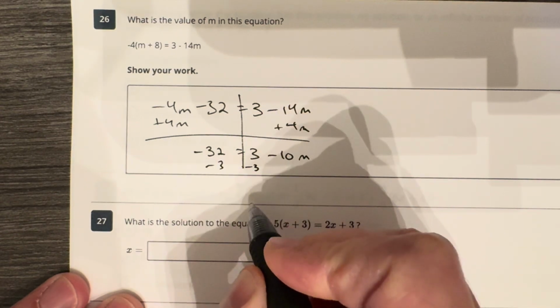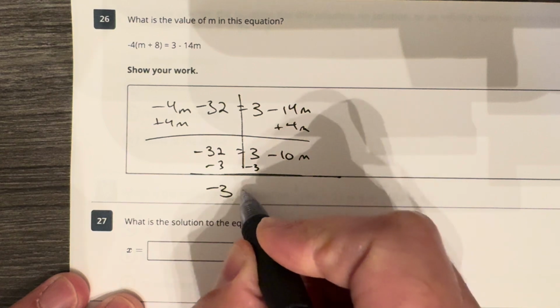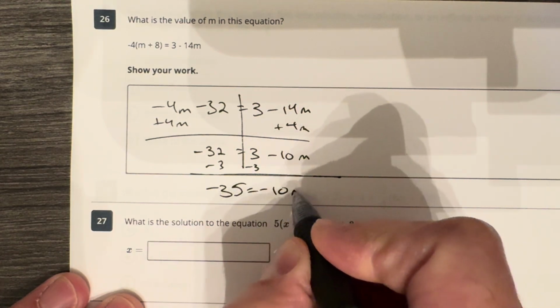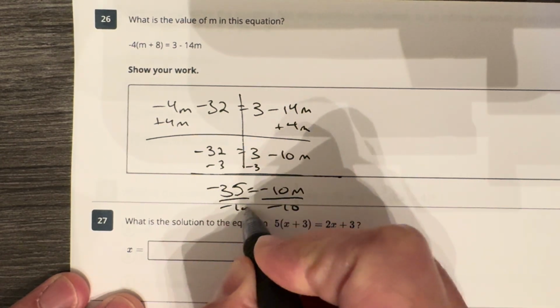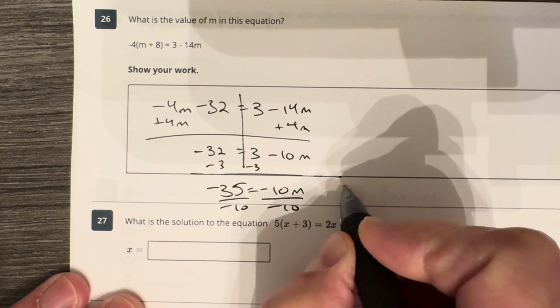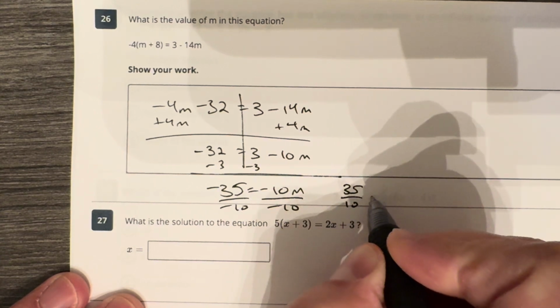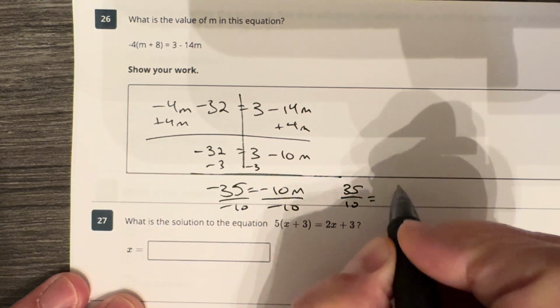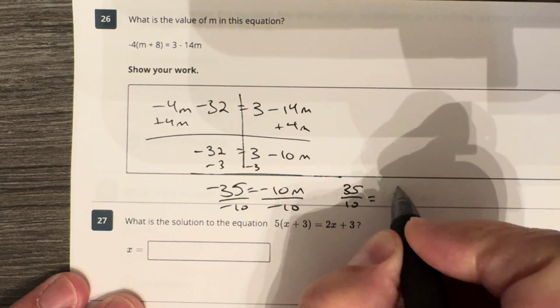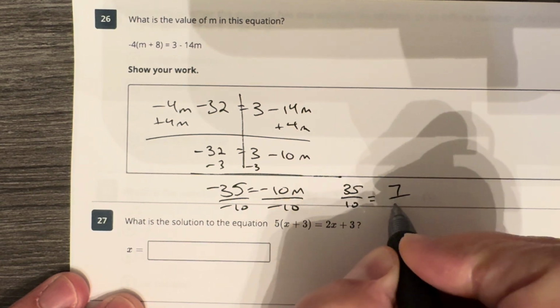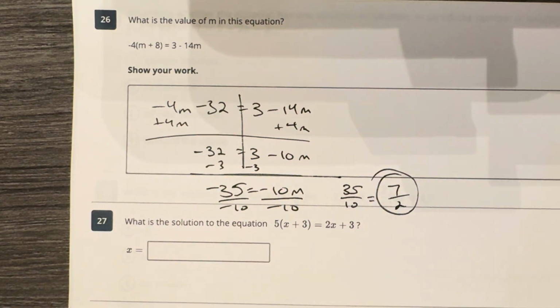Subtract 3 on both sides. And I'm going to have negative 35 equals negative 10m. Dividing by negative 10 on both sides is going to give me really 35 over 10. But that can simplify because they both have a 5 in common. So if I divide by 5 on top, I get 7. If I divide by 5 on bottom, I get 2. So 7 over 2 is my answer there.